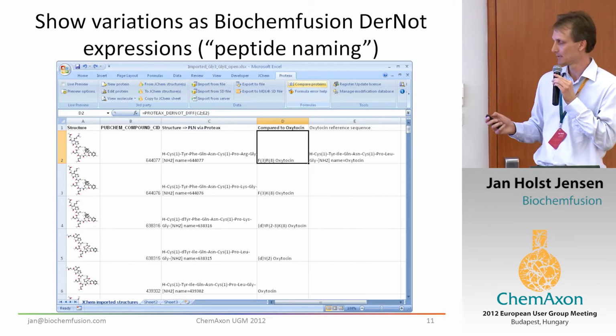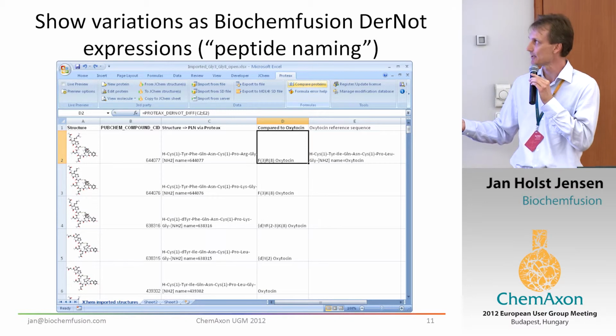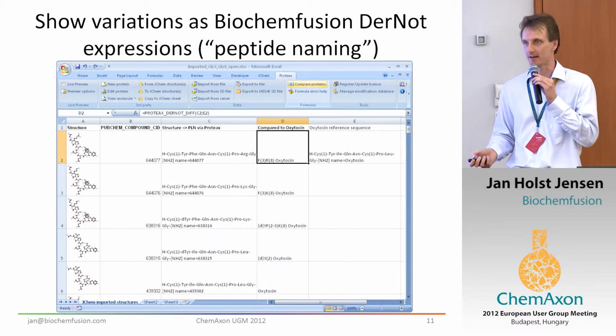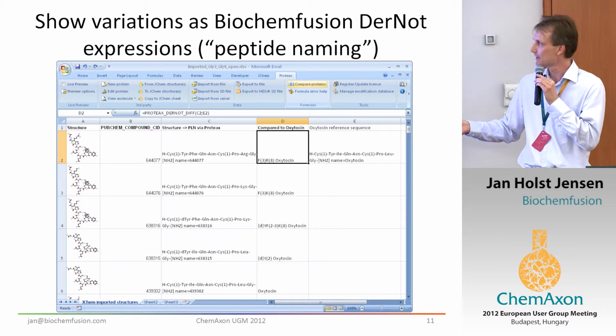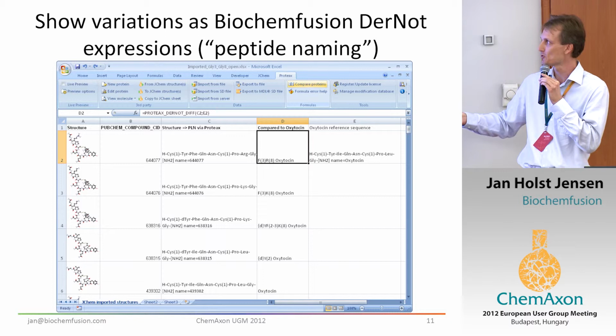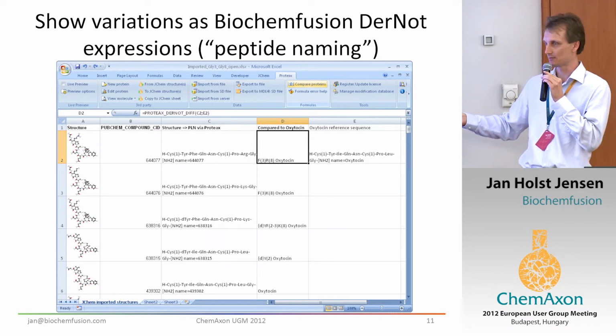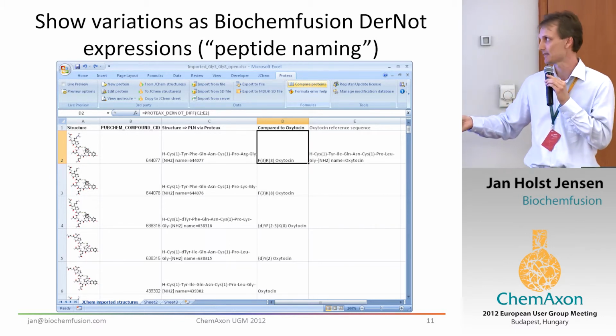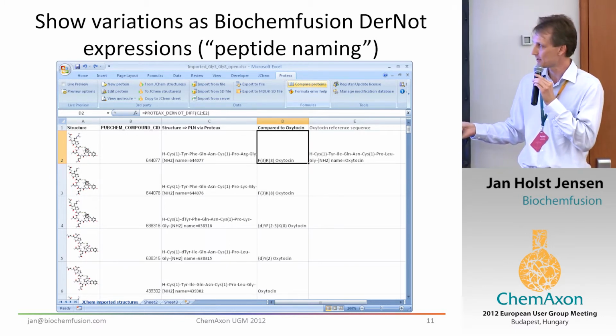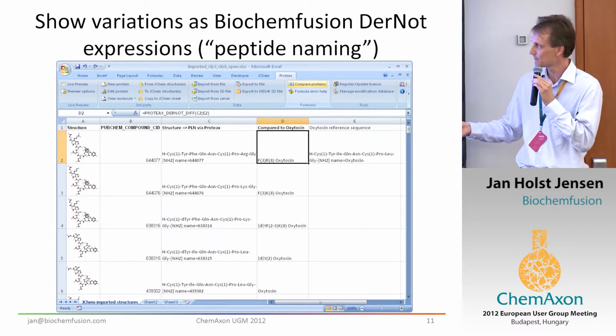And finally, I've used the compare proteins function in the Protex add-in. I added the standard oxytocin sequence here and asked Protex to compare all the results that I got from PubChem with oxytocin. And then I can instantly see that the first hit here is really just oxytocin with 2 substitutions. Position 3 has been replaced with phenylalanine. How do you say that in English? I don't know. And position 8 has been replaced with an arginine.